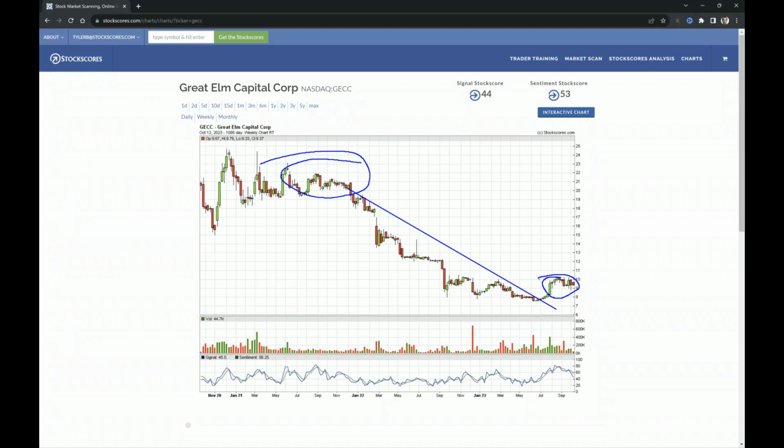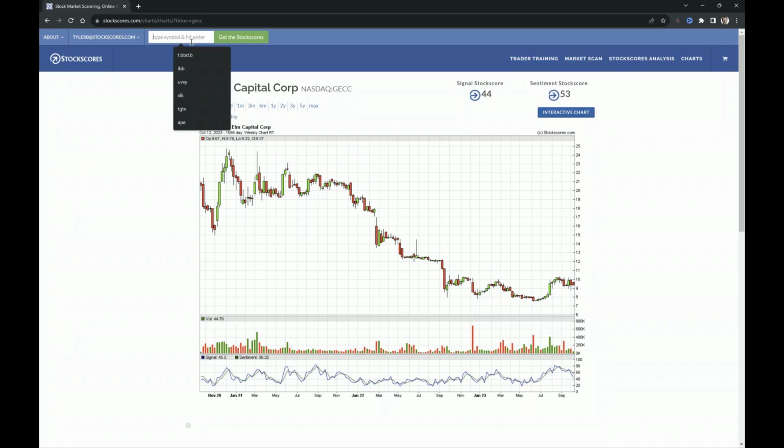I do like that it broke its downward trend line. I'd like to see it break out through this 1050 level. If it can do that, it's actually not bad as a consideration for a buy. All right, let's do 2 more.